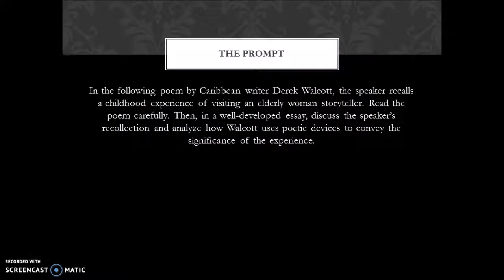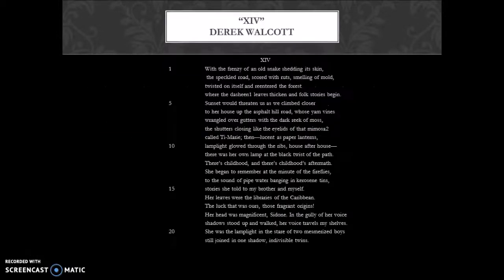Here is the prompt, and you can choose to mark it up however you want, but this is how I did it. Discuss the speaker's recollection and analyze how Walcott uses poetic devices to convey the significance of the experience. And here's the poem. Due to the main objective being poetic devices, I focused on the imagery in orange, the plant imagery in green, personification in pink, and metaphors in blue.